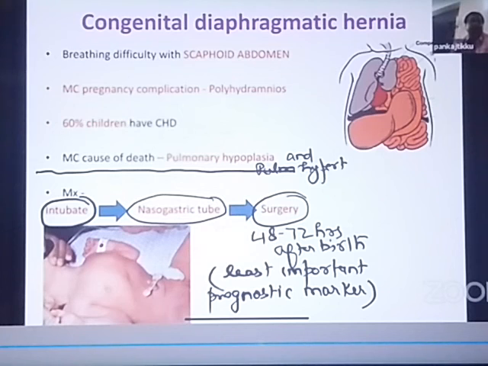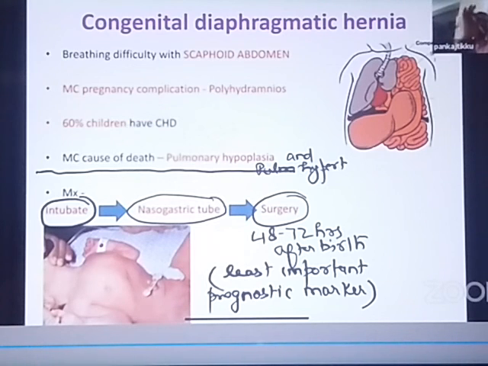One is nitric oxide. Nitric oxide is a pulmonary vasodilator, so you give inhaled nitric oxide. Then there are phosphodiesterase 5 inhibitors such as sildenafil. That is also a pulmonary vasodilator. So there is no need to go into the details.